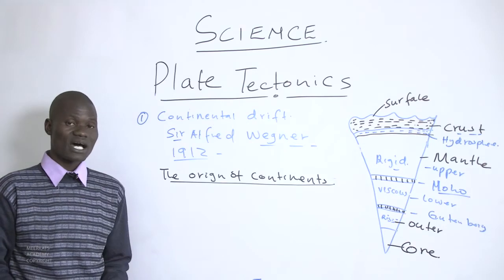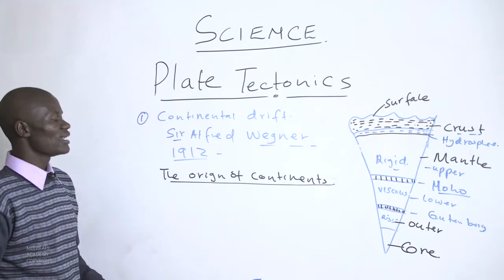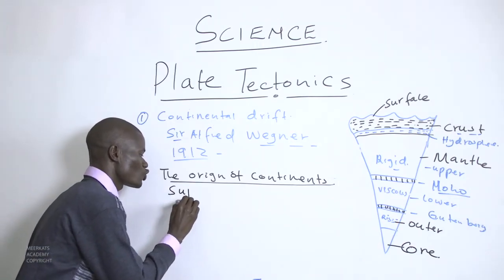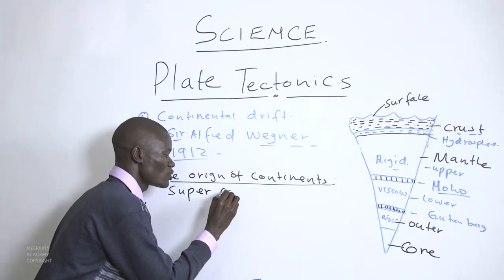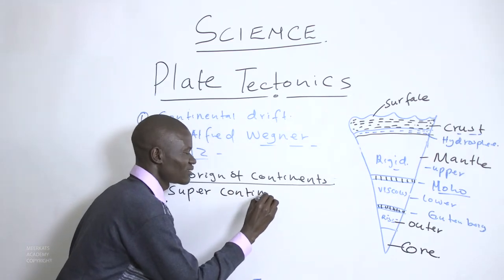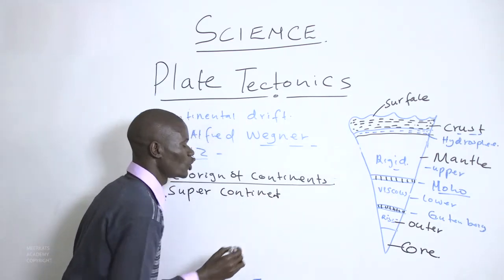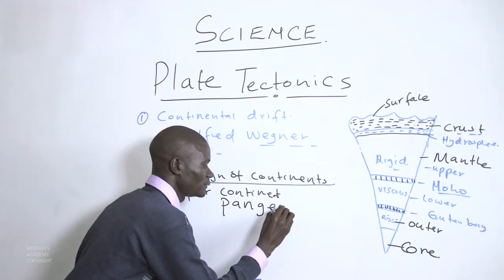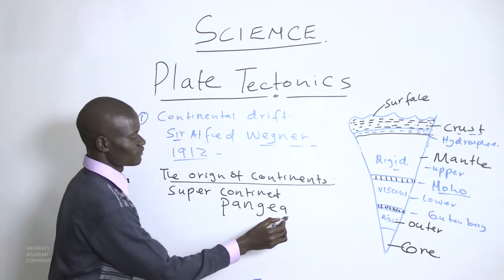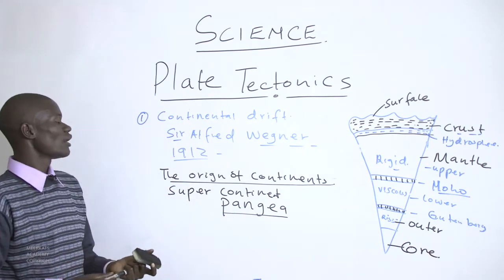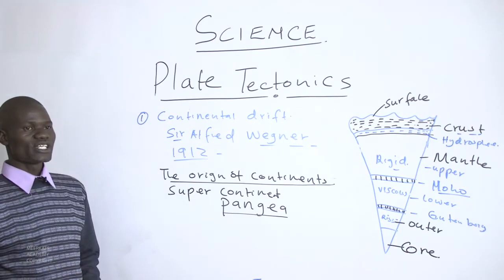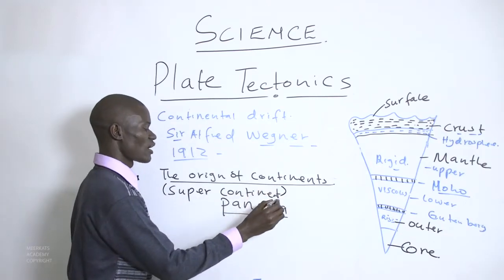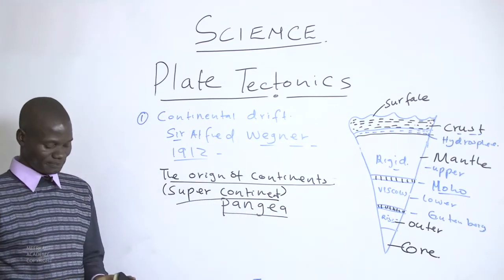He said that once there was a large landmass, which is referred to as the supercontinent. Once there was one supercontinent, which he called Pangaea. Initially, there was one huge landmass, also referred to as a supercontinent, called Pangaea.